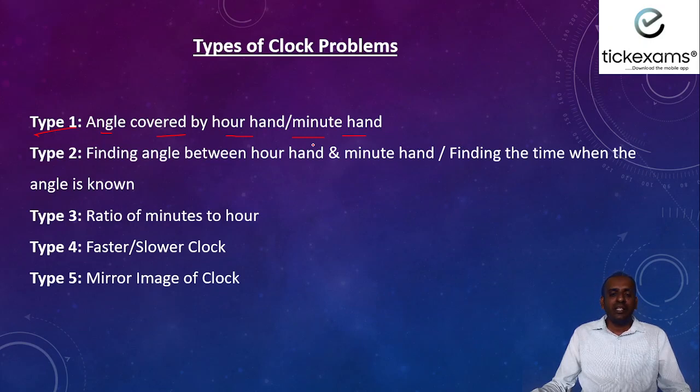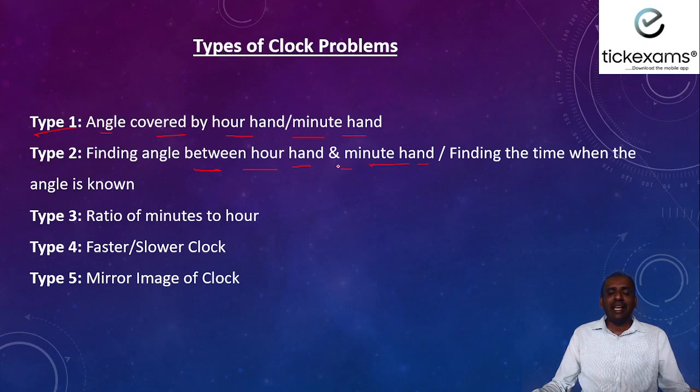Or they might ask what is the angle made by the hour hand when it moves from 12 o'clock to 4:30. So 4 hours 30 minutes it has covered. What is the angle covered? So that could be one type. The second type is finding the angle between the hour hand and minute hand. There will be a question like, what is the angle between the hour hand and minute hand when the time is 5:30? That could be another question.